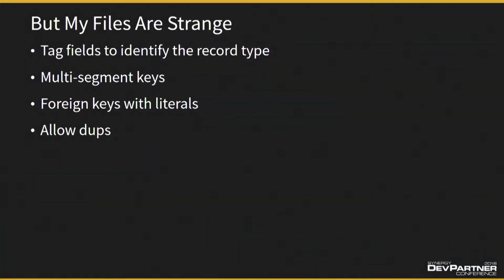But you say, my files are strange. We have tag fields that identify the record type and a whole bunch of multi-segment keys and foreign keys with literals, and some of my files have allowed dupes, and yes, all of those things work. We have discriminated tag fields, so you can have different data types coming out of the exact same file, and it chooses based on what the tag field is. So when you ask for customers, you'll only get customers, even though for whatever reason you have customers, orders, items, and vendors all in the same file. We know what the difference is, and we only give you back the thing that you're asking for.